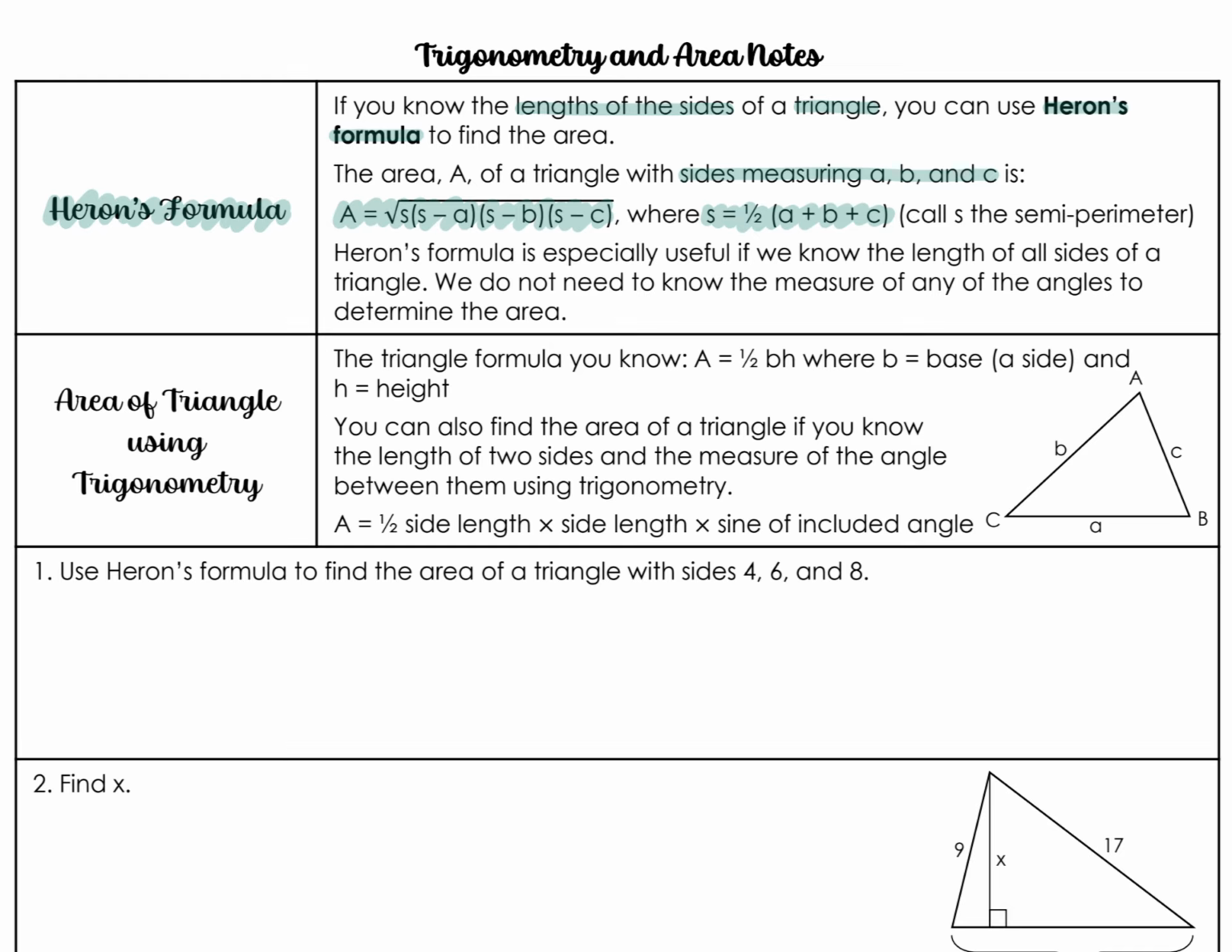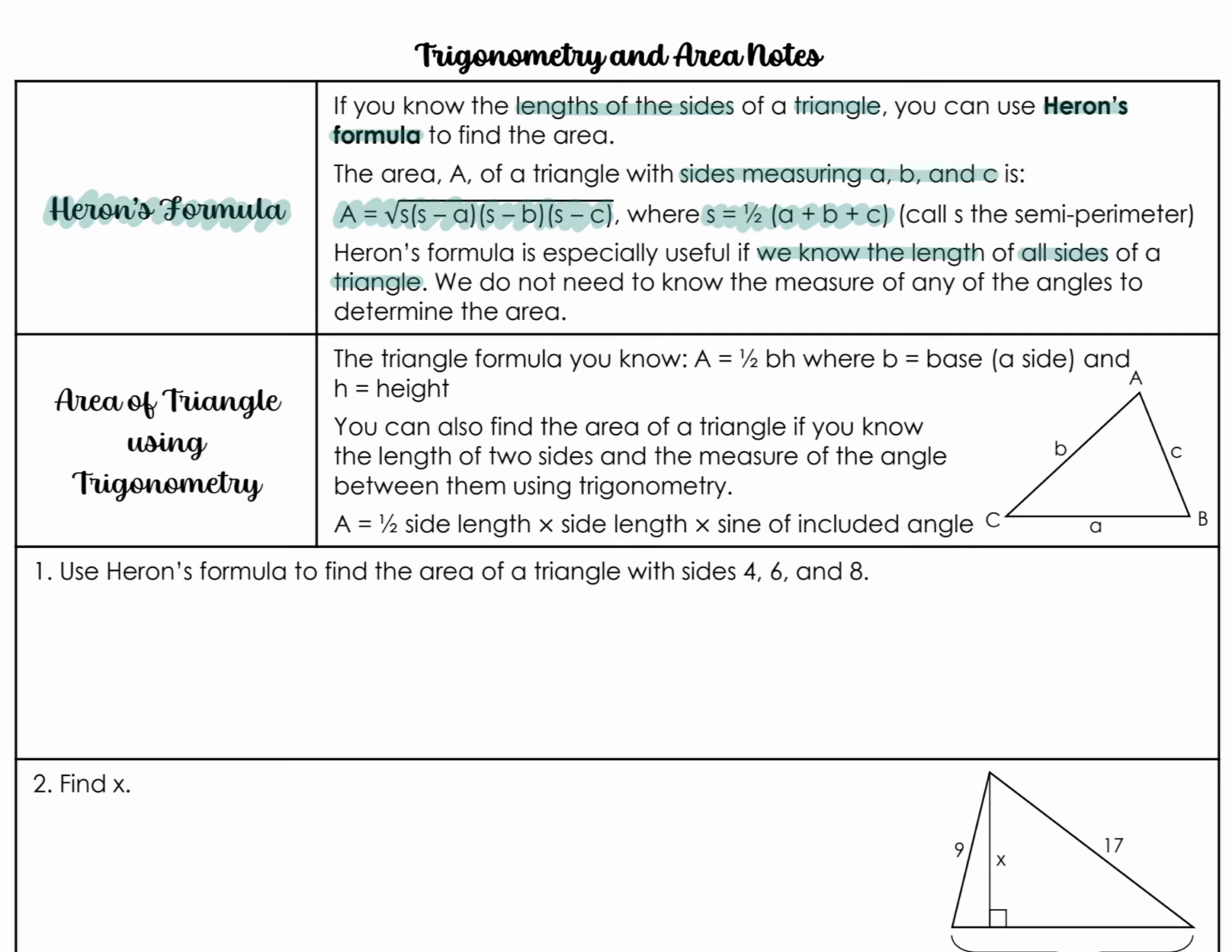So Heron's formula is especially useful if you know the lengths of all of the sides of a triangle. We do not need to know the measure of any of the angles to determine the area with Heron's formula.